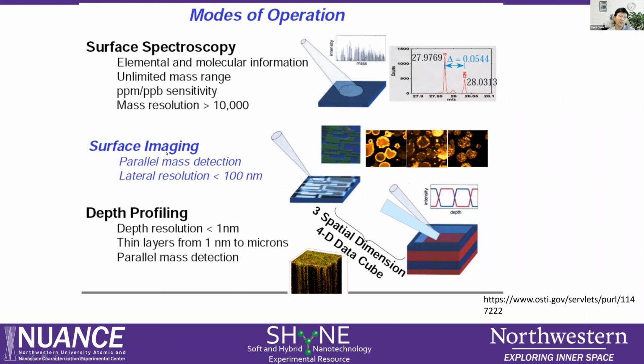So second is the surface image. Then you can choose what fragment, what ion you want to map, and then you can get this elemental information. Then you know the distribution based on this, and this gets quite a better resolution.